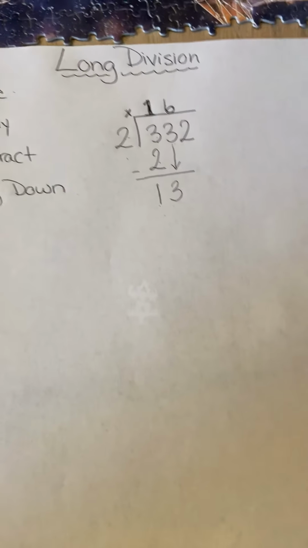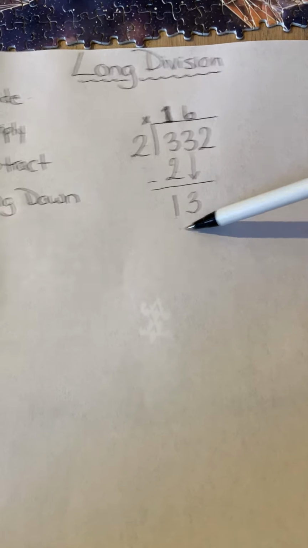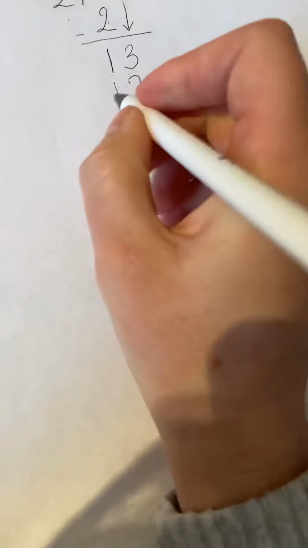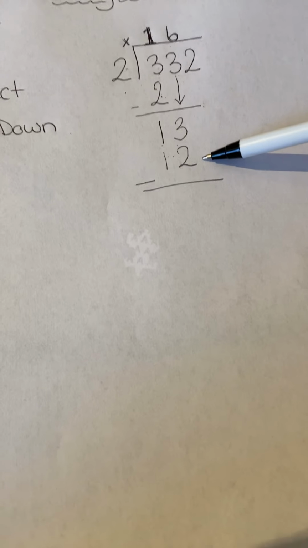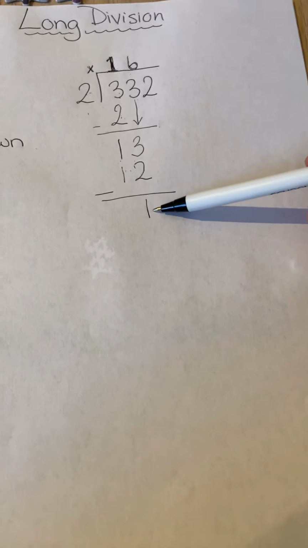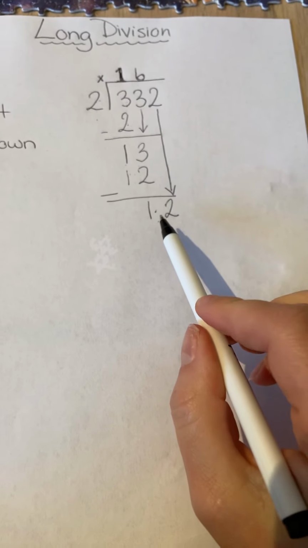Now I'm going to multiply. 6 times 2 is 12. All right, you guessed it. Now we're going to subtract. 13 minus 12 is 1. Now I'm ready to unbundle. I have 10 remaining, so I'm going to unbundle it to the ones place. I'm going to bring down my 2, and I have 12 ones to divide.